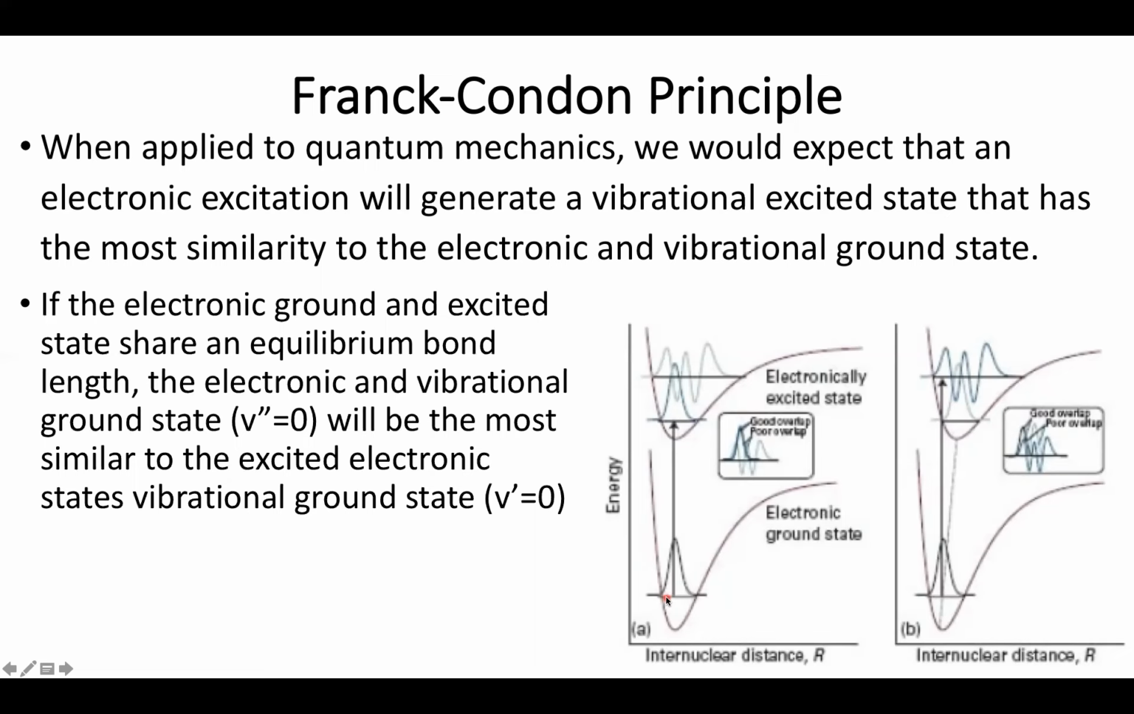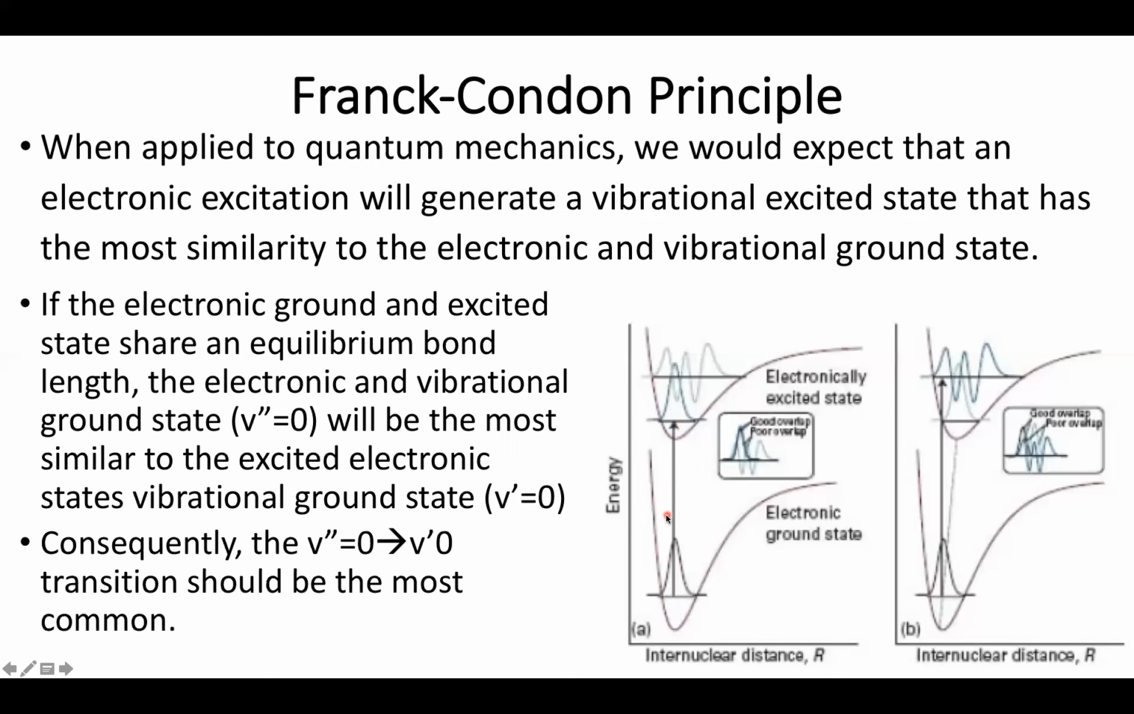So this is going to be fairly straightforward again if the equilibrium bond length is the same for both cases, because if I excite out of the vibrational ground state, which we're going to represent as v double prime, we'd expect to excite into the vibrational ground state for the excited electronic state, which we're going to represent as v prime equals 0. So double prime for electronic ground, single prime for electronic excited. So we'd expect to go from ground to ground because they both have the highest vibrational intensity around that equilibrium bond length. And this should be the most common transition.